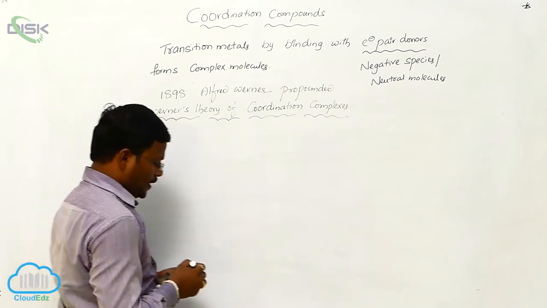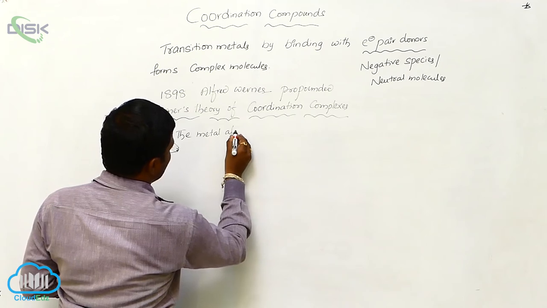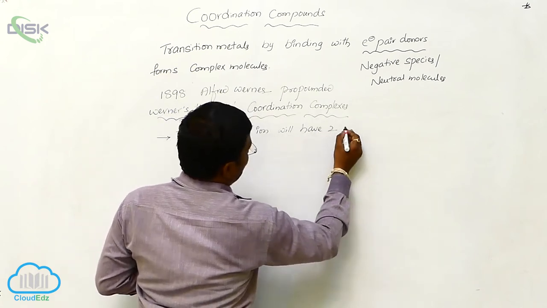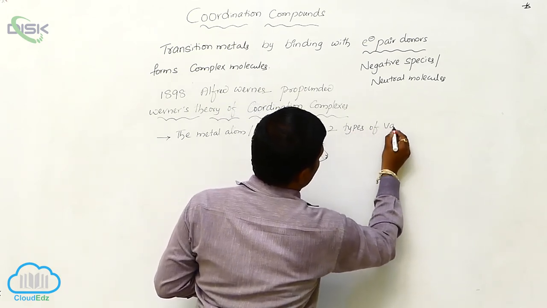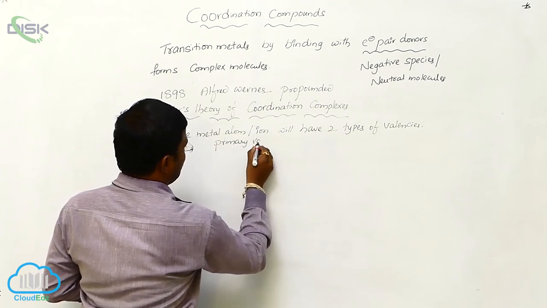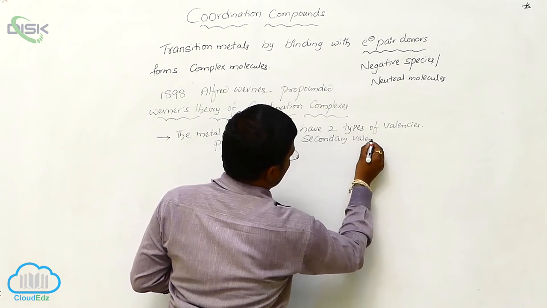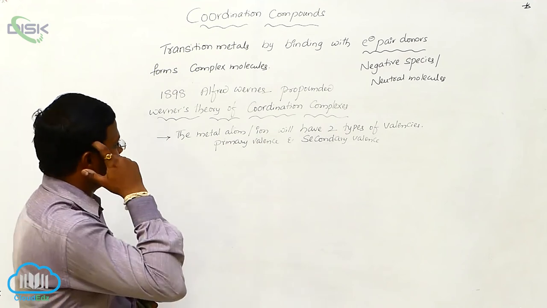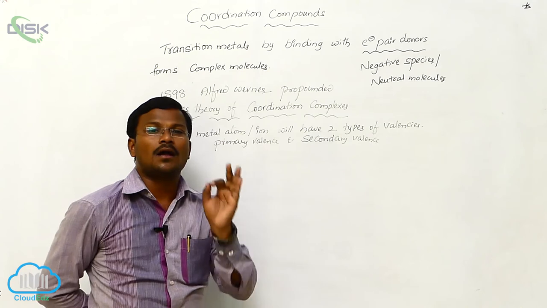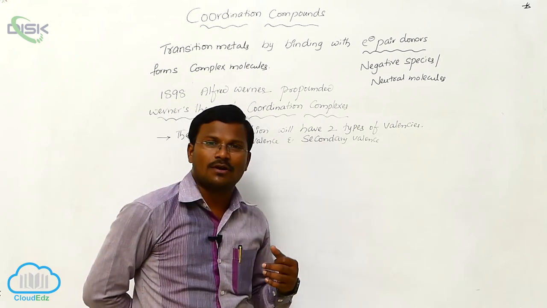First, in coordination compounds or coordination complexes, the metal atom or ion will have two types of valencies. They are primary valence and secondary valence. So what is the first character identified with Werner's theory? In every coordination complex, the central metal atom or metal ion has two types of valencies. One valency is called primary valence and another is called secondary valence.